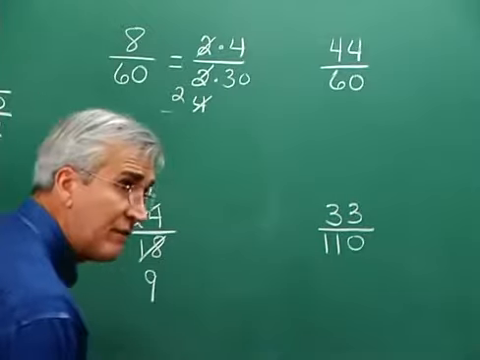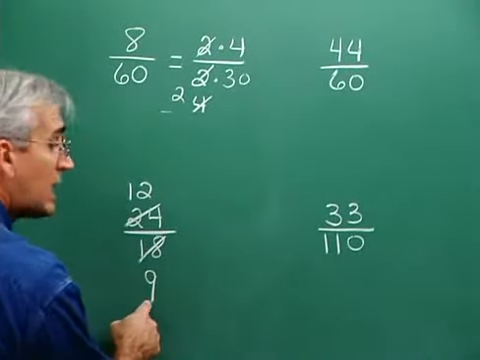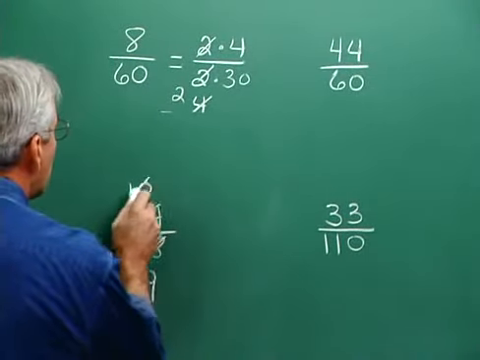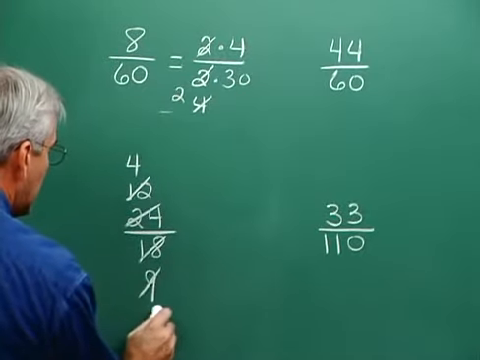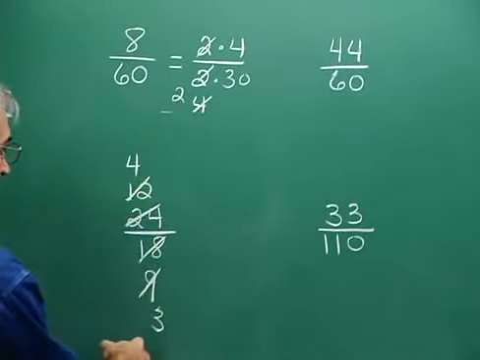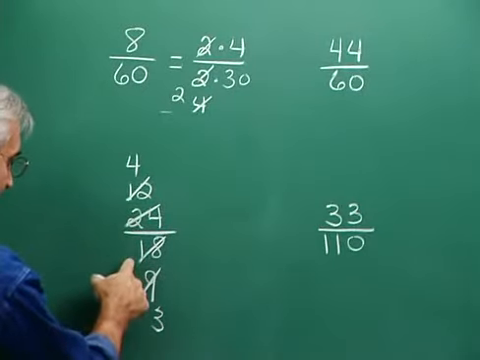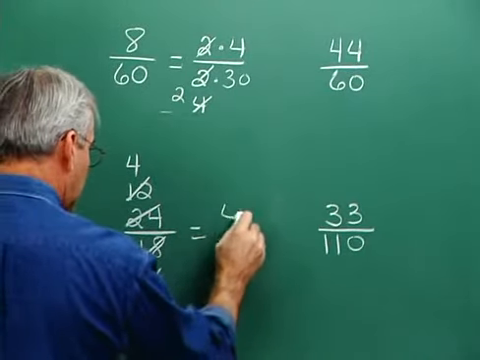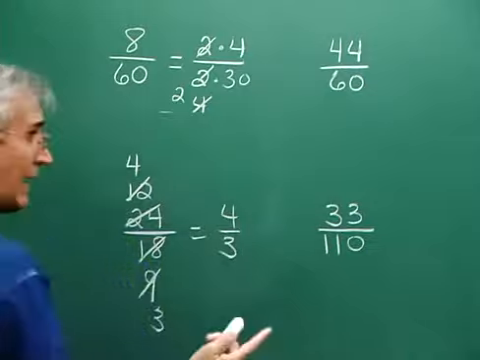But I see another factor that's common to both the 12 and the 9. I see a 3. 3 into 12 goes 4. 3 into 9 goes 3. So now I have reduced to 4 thirds. So 24 eighteenths becomes 4 thirds. Another way to deal with it.